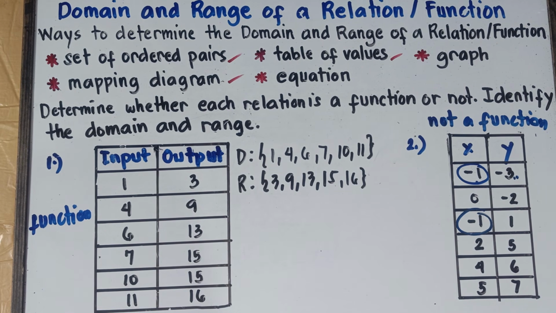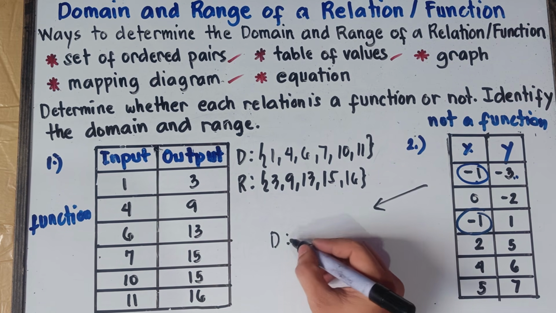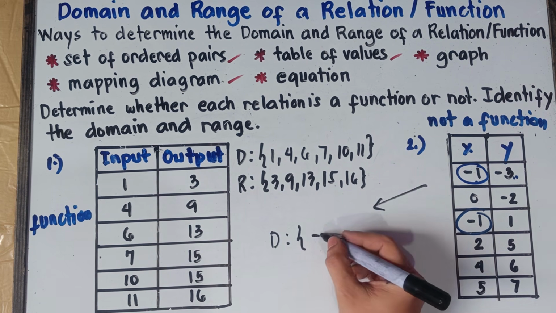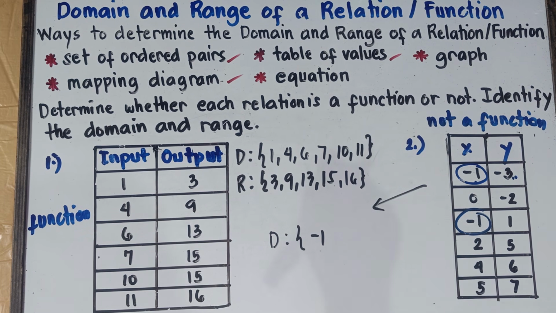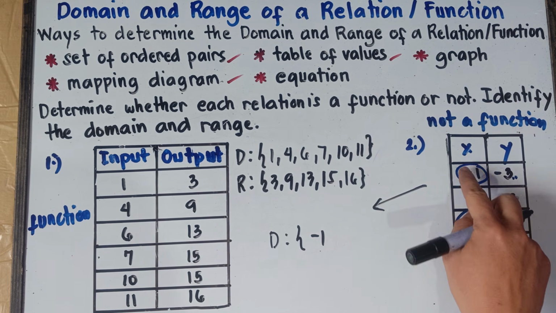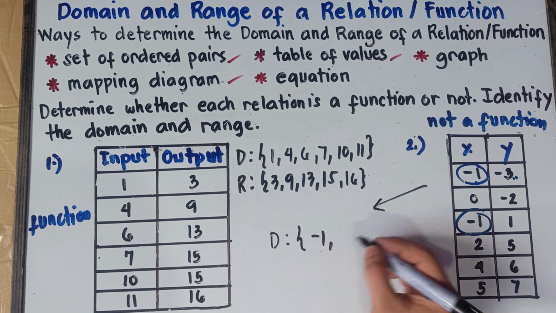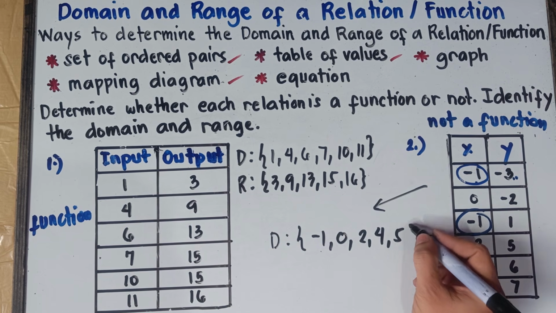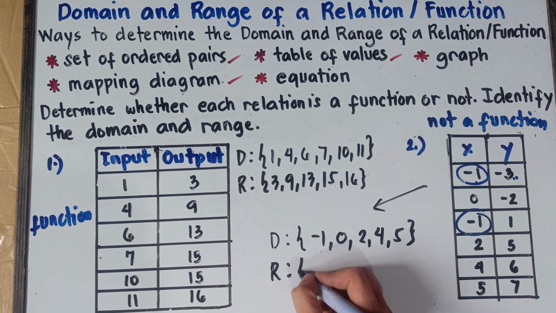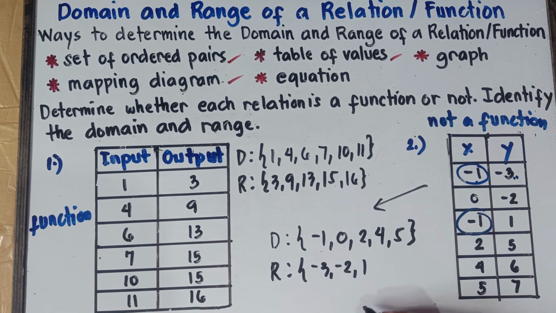Alright, and then the domain. So let me just write it here. We don't have enough space. So the domain: we have negative 1. Once again, class, negative 1 is repeating, so simply write down negative 1 only once. Alright, so negative 1, and then we have 0, positive 2, positive 4, and then 5. For the range, we have negative 3, negative 2, positive 1, 5, 6, and then 7.